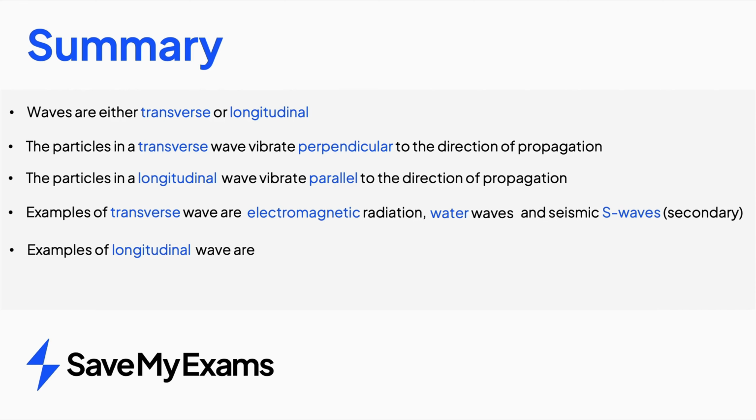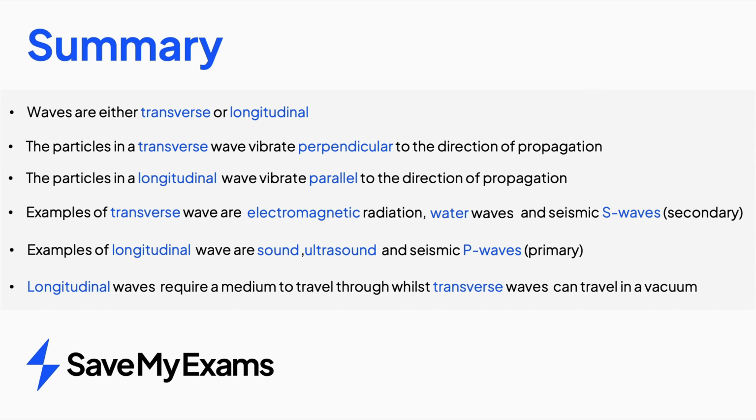Examples of longitudinal waves include, most commonly, sound waves, ultrasound, and seismic P waves, also called primary waves. Longitudinal waves always require a medium to travel through, so they can only travel through solids, liquids, and gases. The waves travel through the particles themselves. On the contrary, transverse waves can travel in a vacuum. This means they can travel a lot faster.